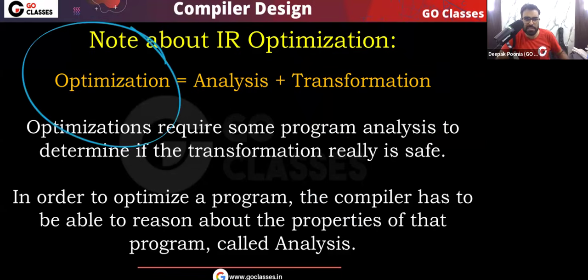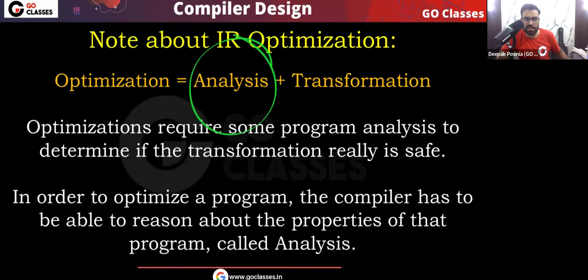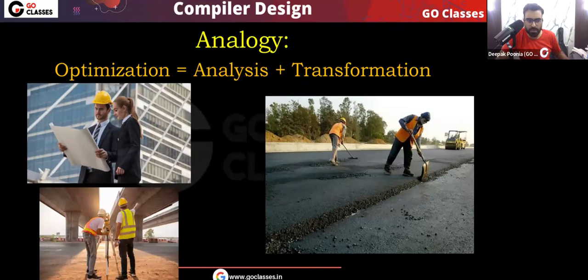Remember, optimization involves two things. First, do analysis of the program, then do the transformation. If you do the analysis, then you will determine whether the transformation is safe or not. If the transformation is safe, then do the transformation. Let me give you an analogy to understand this point. I told you that in optimization there are two things involved: analysis and transformation.